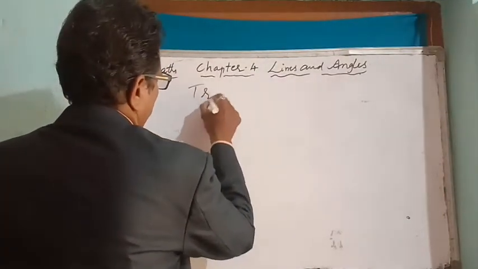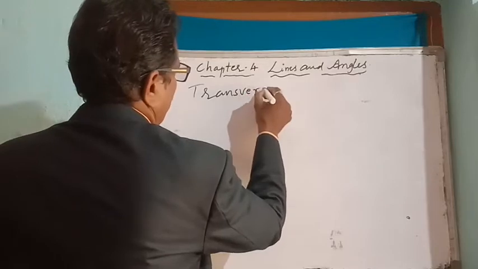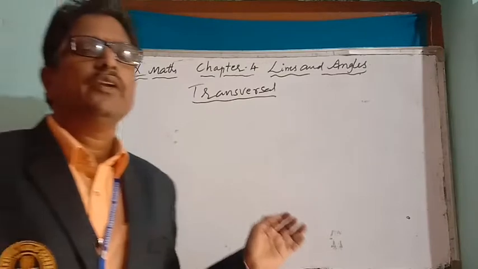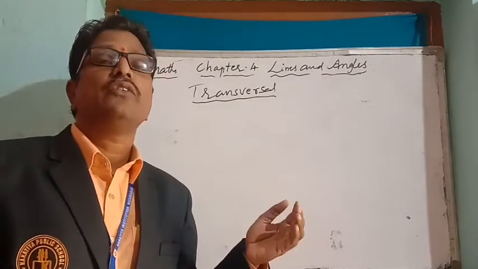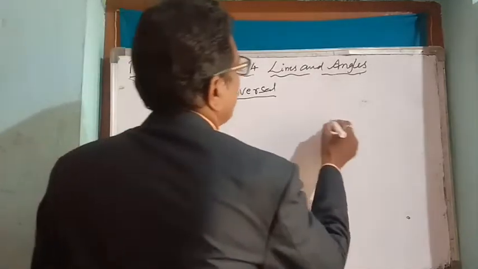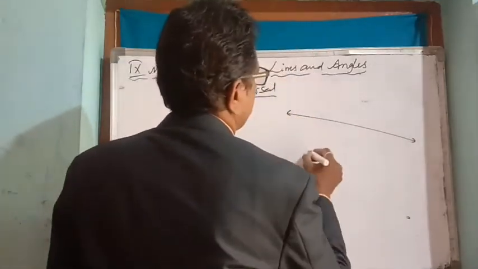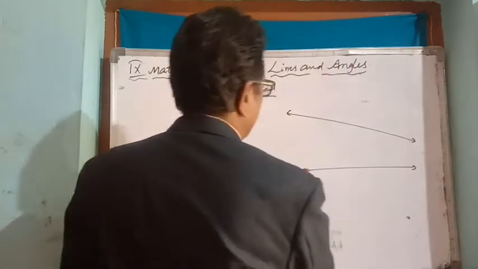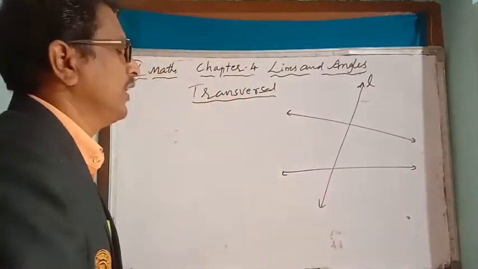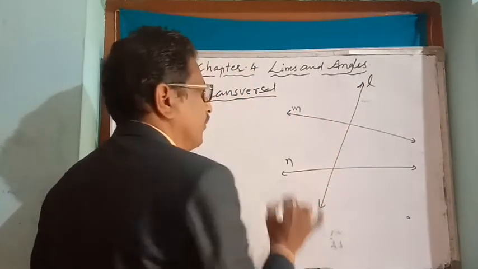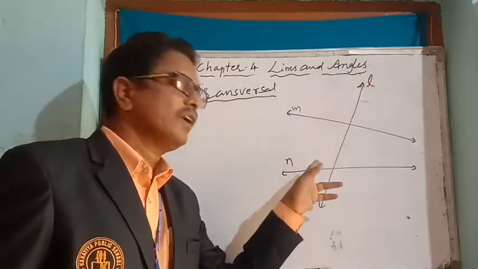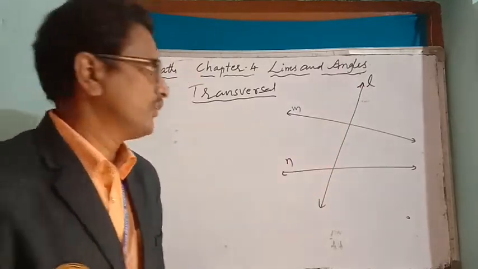Transversal. What is a transversal? A line which intersects the other two lines at two distinct points is called a transversal. L is a line, M is one line, N is one line. A line that intersects the other two lines at two distinct points is called a transversal.